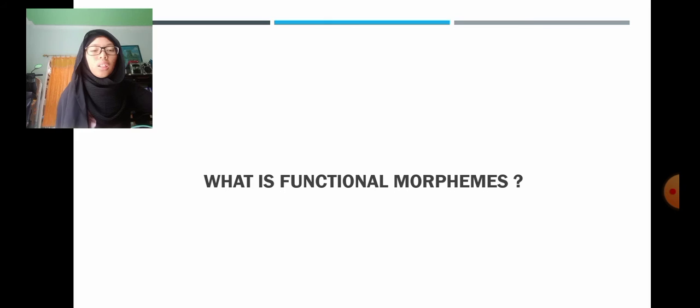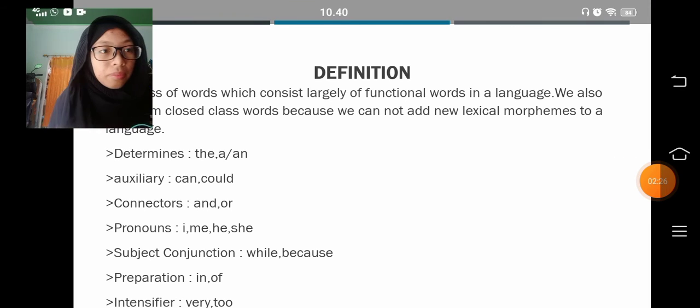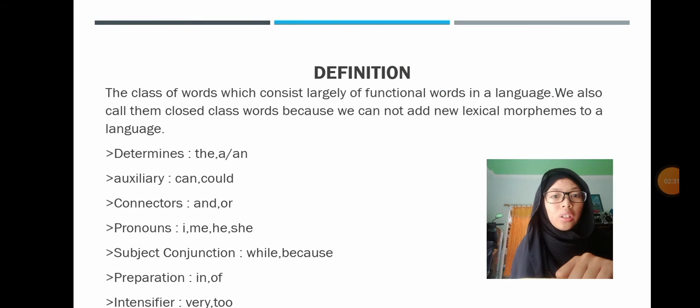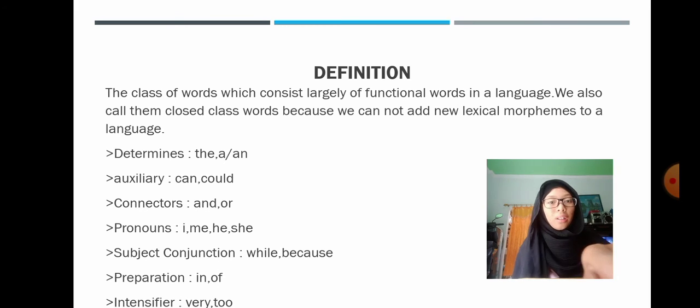Okay, and then what are functional morphemes? This is the definition. Functional morphemes are the class of words which consist largely of functional words in a language. We also call them closed class words because we cannot add new lexical morphemes to a language. This is for the example.